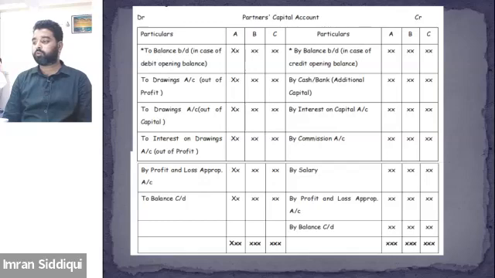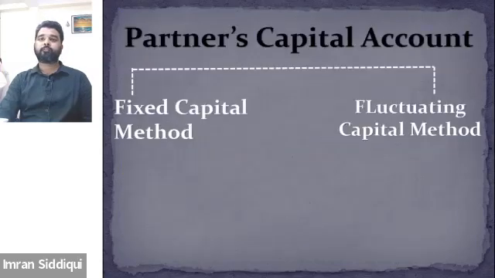And all such transactions that reduce the capital will be shown on the debit side of the account. So every transaction relating to the partner will be shown under one account, which is called the partner's capital account. But in case of the fixed capital method, there is a little difference. We need to prepare two different accounts for recording the transactions of the partner.